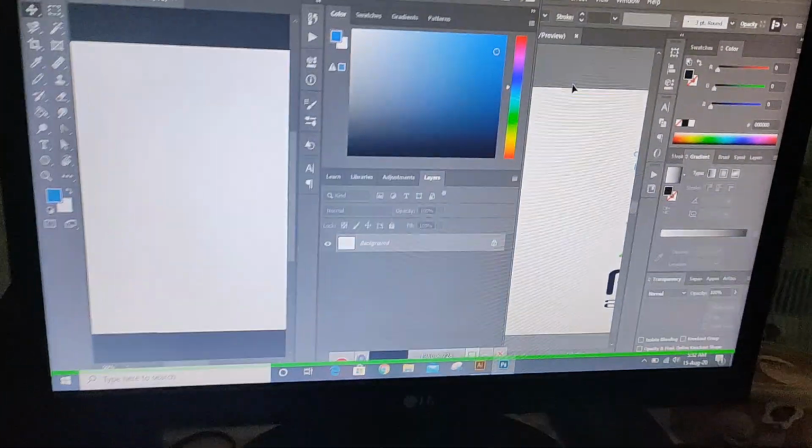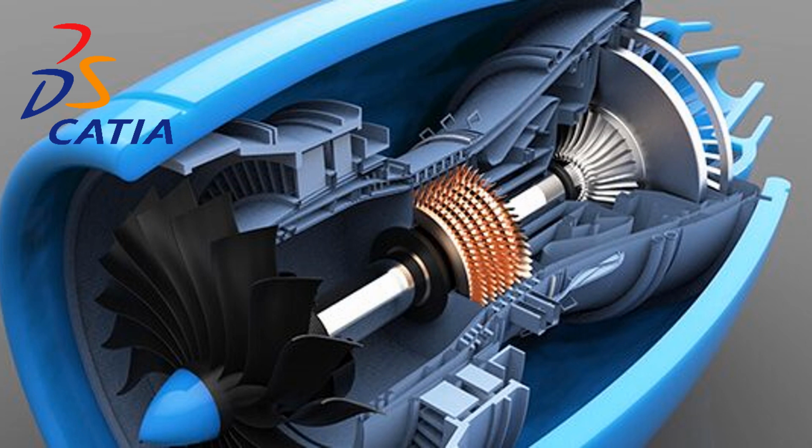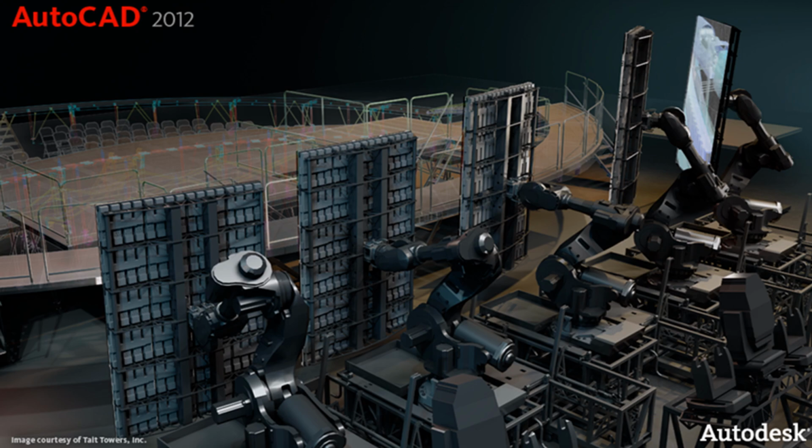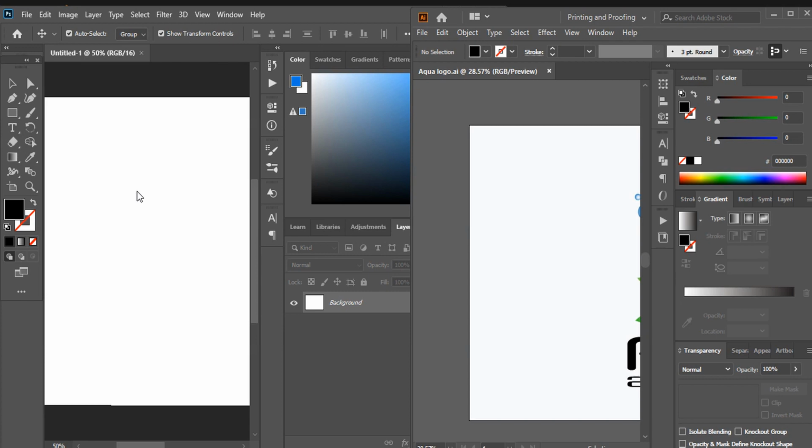Good morning guys. Today I'm going to share with you the configuration of my system, the configuration I have in my laptop, which supports the latest version of Photoshop and the latest version of Adobe Illustrator. Other than those, this system also supports heavy software which is 10 times heavier than Photoshop and Illustrator, named CATIA V5, which is a mechanical 3D software, and other mechanical engineering software like AutoCAD, SolidWorks, Solid Edge, Creo. All the heavy software is supported by this system.